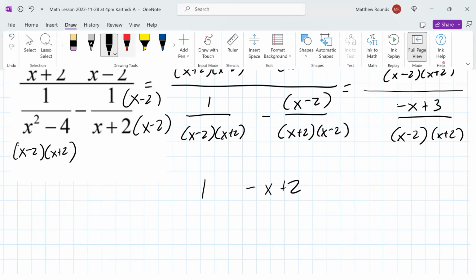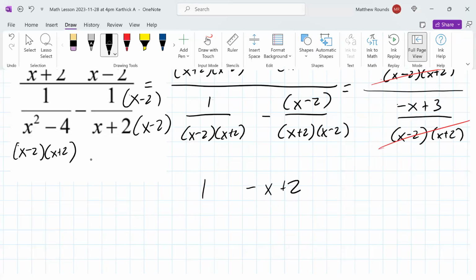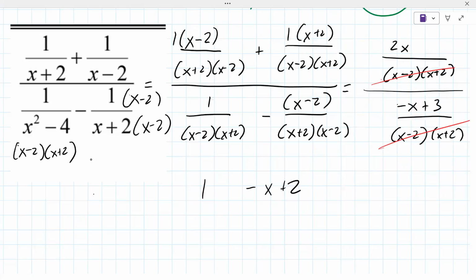If they're in a different order, commutative, it doesn't matter. So 2x over negative x plus 3. So once you get both the denominators to the same thing, then you can cancel them out.